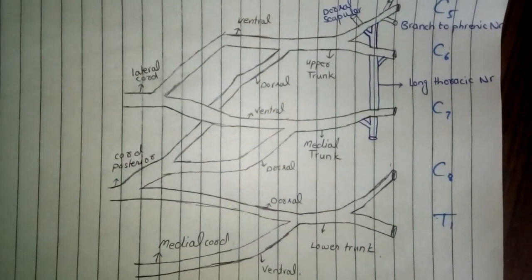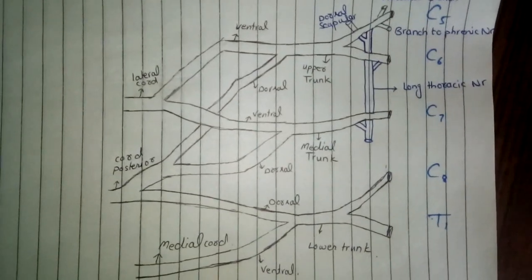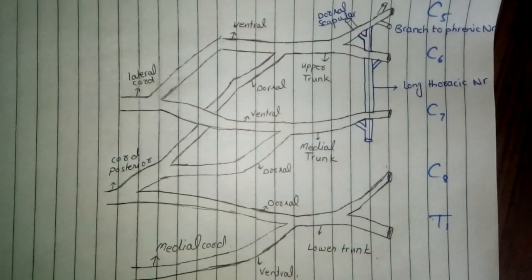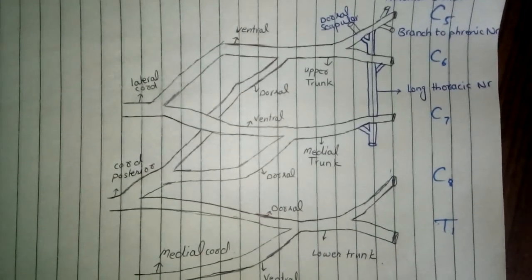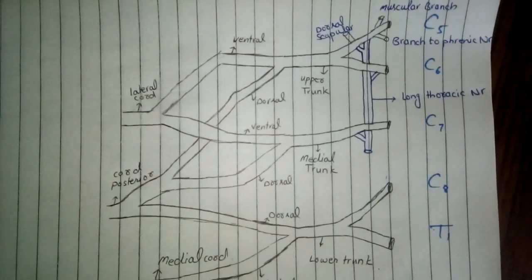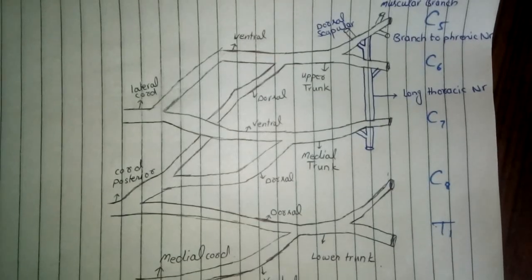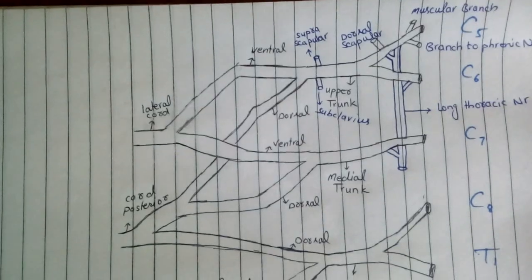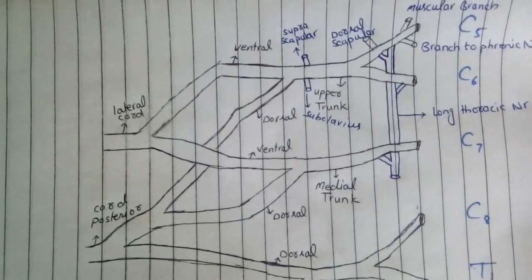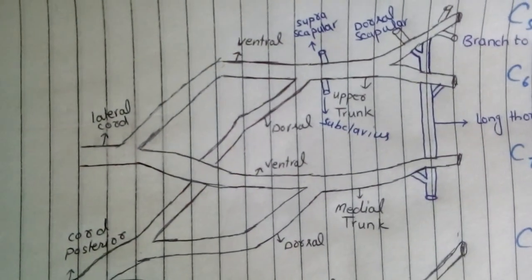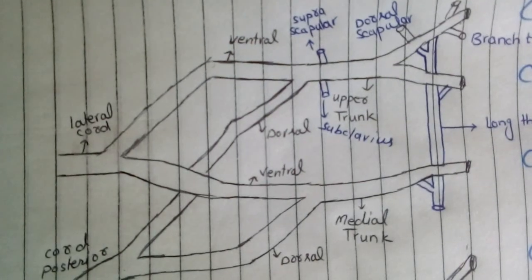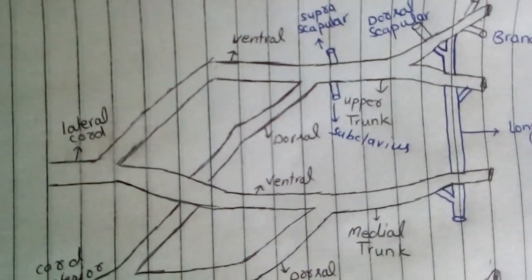Now we discuss the branches of trunks. Middle trunk and lower trunk give no branch, while the upper trunk gives two branches, subclavius branch and suprascapular branch. Suprascapular nerve supplies the supraspinatus and infraspinatus. Subclavius nerve supplies the subclavius muscle.